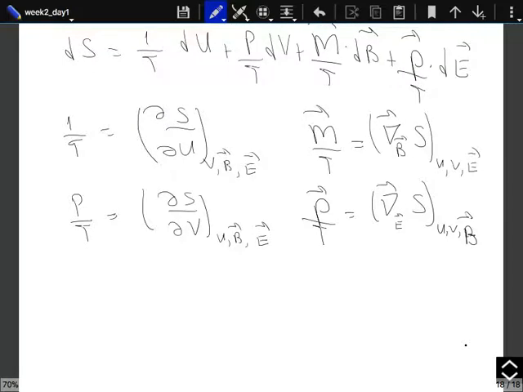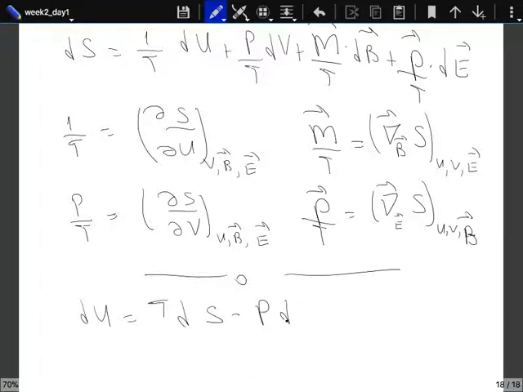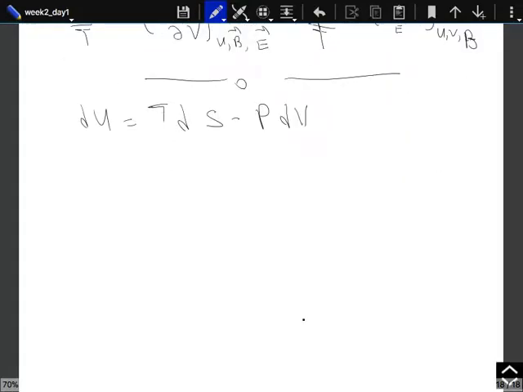Now, for the time being, let's just forget about this magnetization and electric field and electric polarization. Let's just stick with the U, V, P, T, etc. So what do we know? We know that dU is equal to TdS minus PdV.